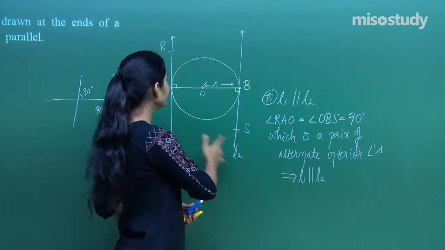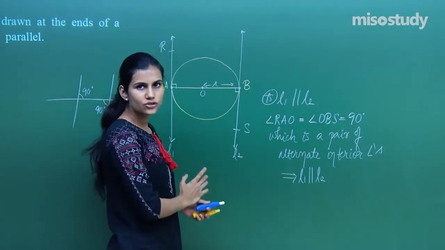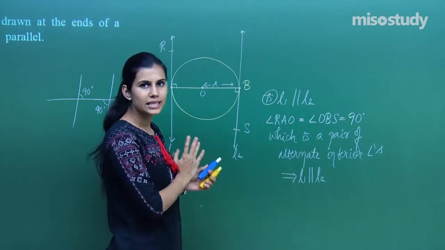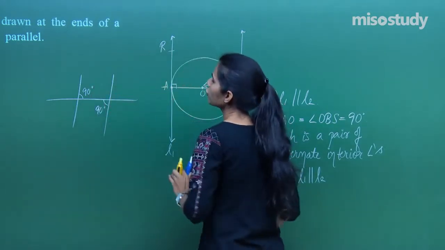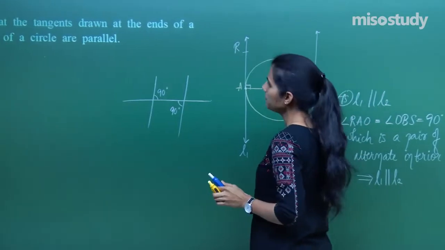Fine. And L1 and L2 are not just 2 lines, but actually they are tangents drawn at the ends of the diameter of the circle. So that means that the tangents drawn at the ends of the diameter of a circle are actually parallel to each other.